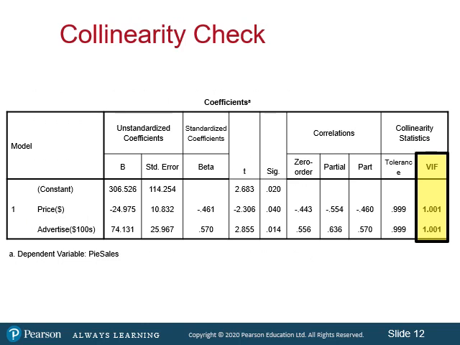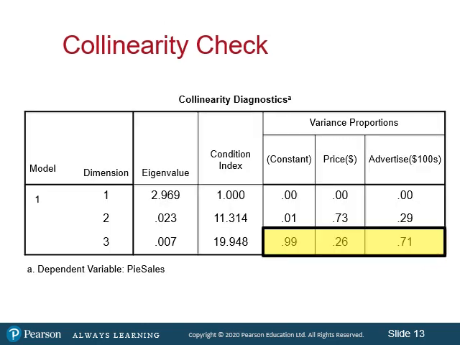How do you check collinearity? When you run your regression, you get this VIF. Both the VIF values are less than 5. And then the next one is the condition index, which here is only 19, and you don't have any two values above 0.9. So with these two things, we can conclude that we don't have a problem called multicollinearity.